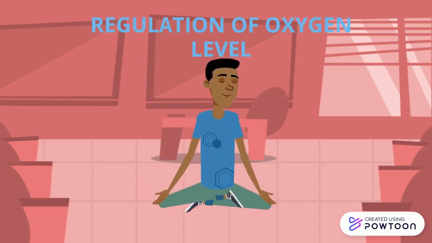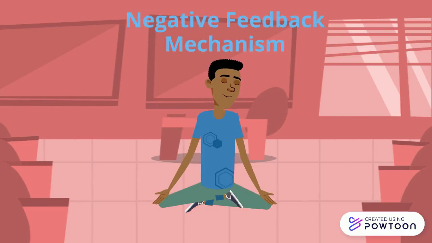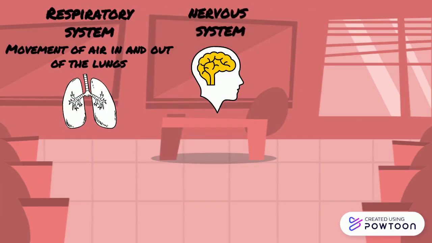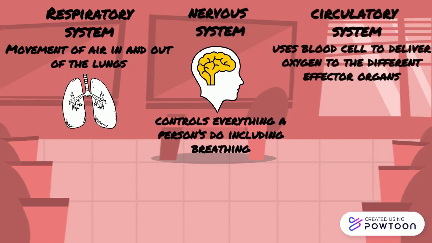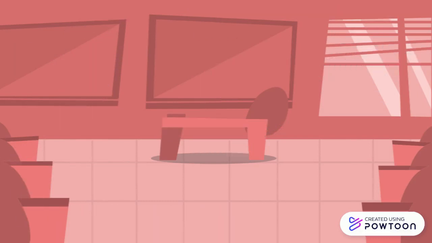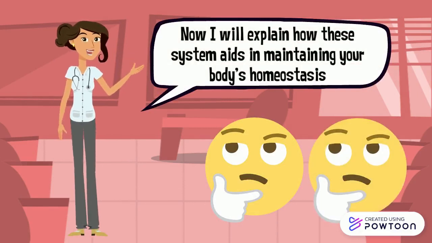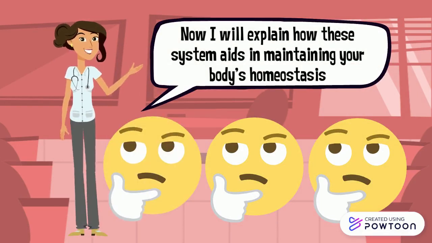Regulation of oxygen level is one example of negative feedback mechanism. It involves the respiratory system, nervous system, circulatory system, and lastly, the muscular system. Now, I will explain how this system aids in maintaining your body's homeostasis.